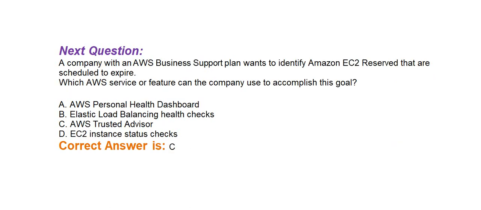Next question is, a company with an AWS Business Support plan wants to identify Amazon EC2 Reserved Instances that are scheduled to expire. Which AWS service or feature can the company use to accomplish these goals? Option A, AWS Personal Health Dashboard. Option B, Elastic Load Balancing health checks. Option C, AWS Trusted Advisor. Option D, EC2 instance status checks. Correct answer is option C, AWS Trusted Advisor.